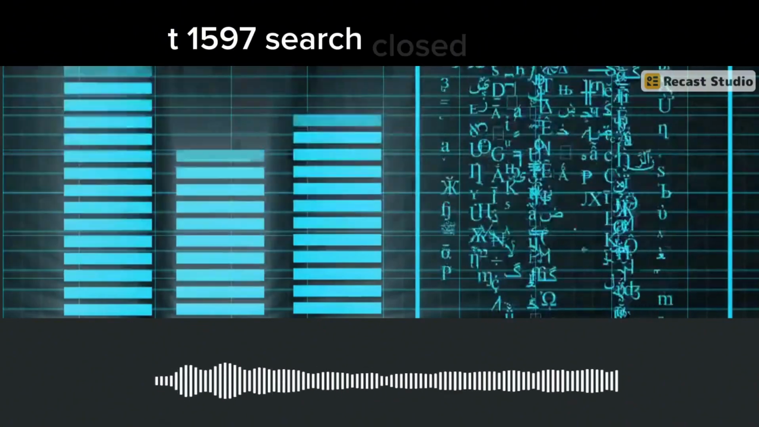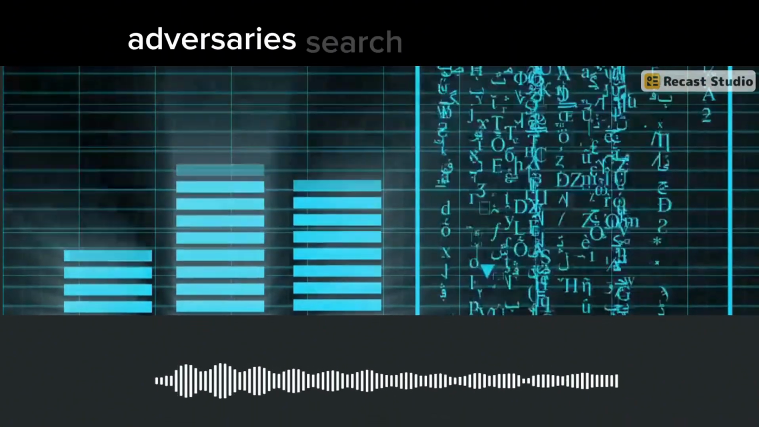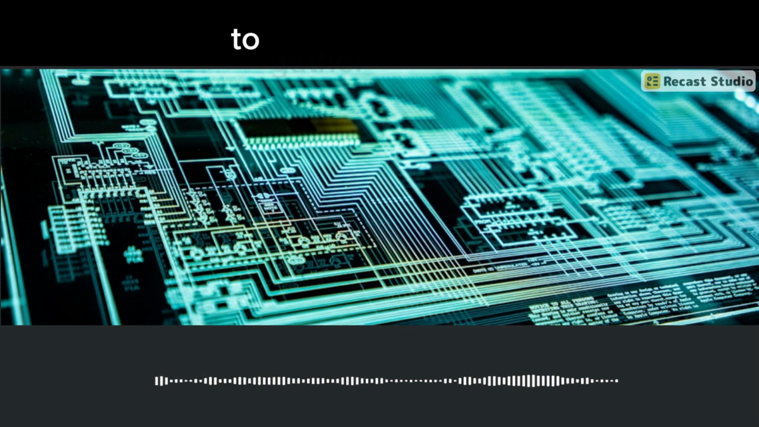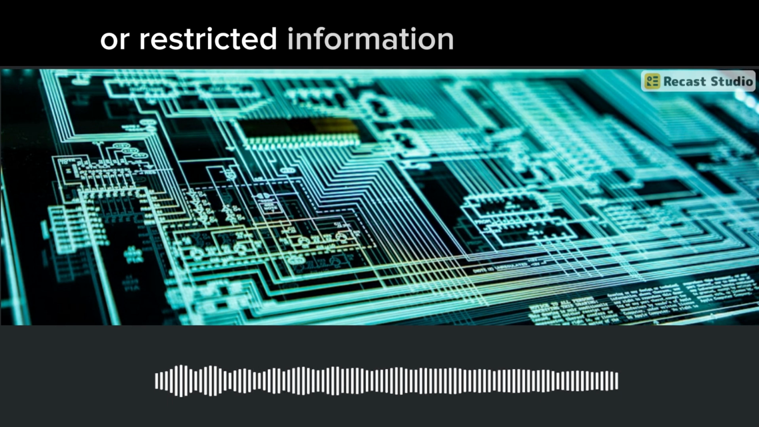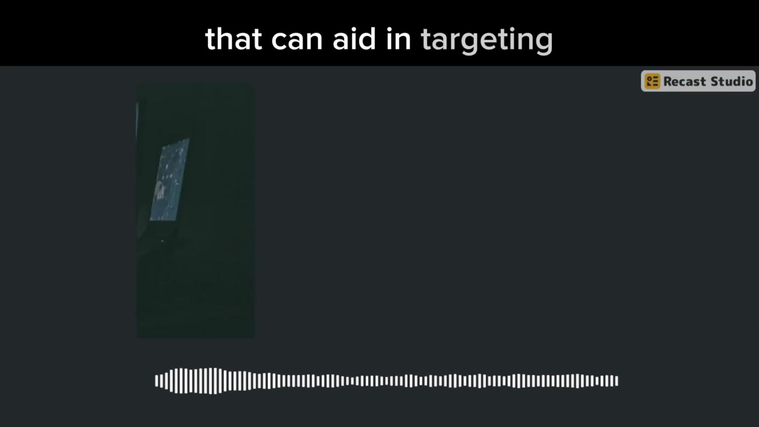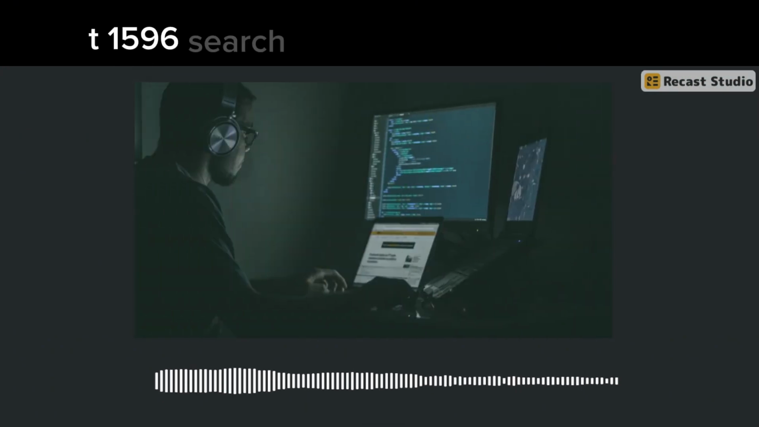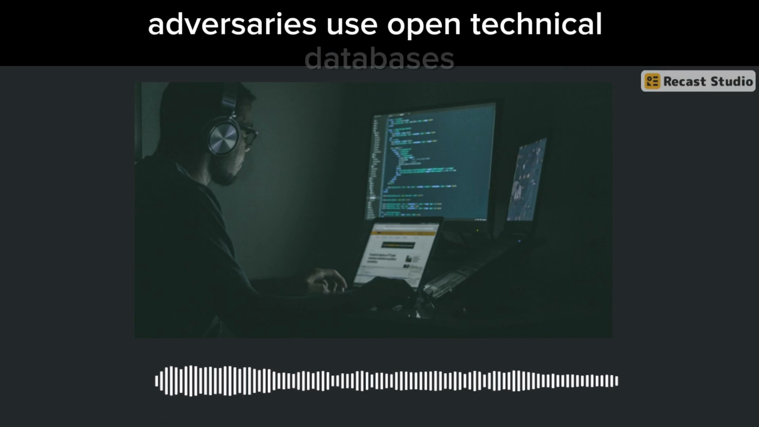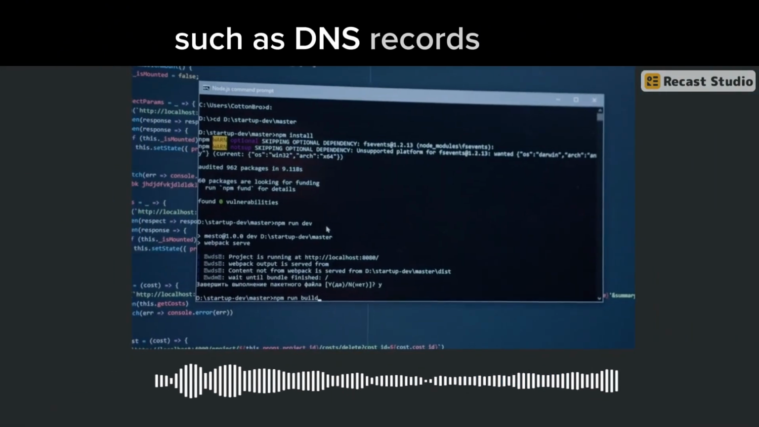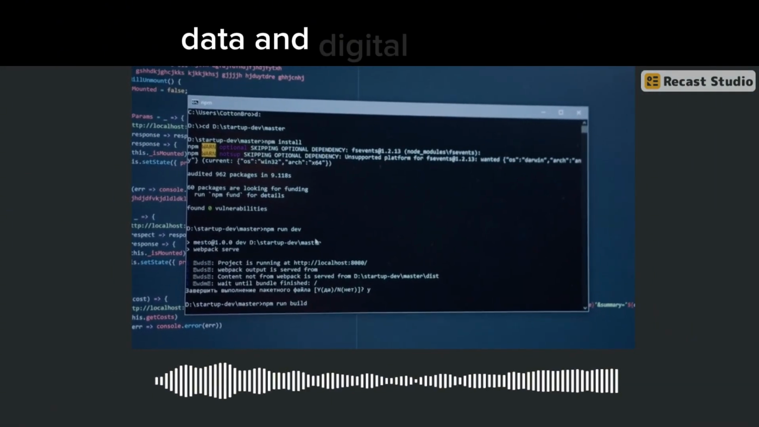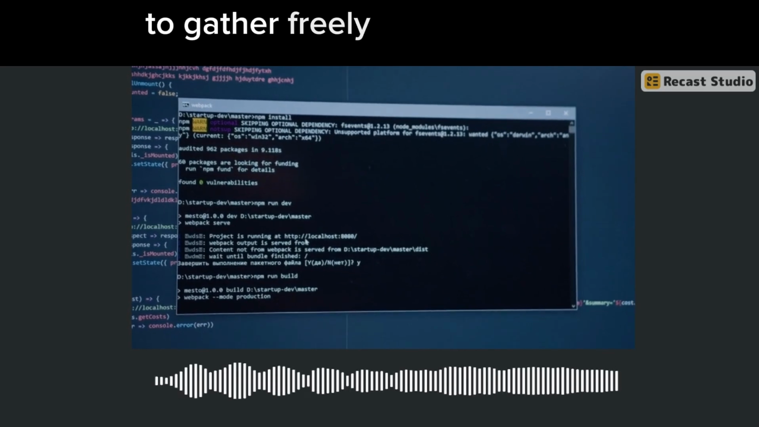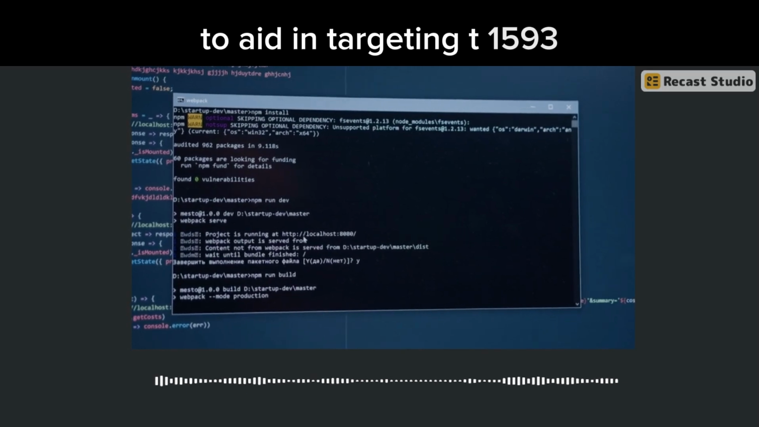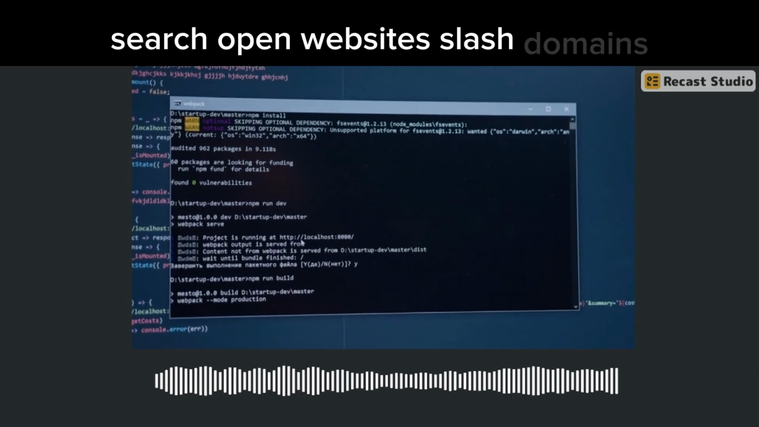T1597, search closed sources. Adversaries search closed sources like threat intelligence vendors and technical data providers to gather purchased or restricted information about victims that can aid in targeting. T1596, search open technical databases. Adversaries use open technical databases, such as DNS records, WHOIS data, and digital certificates, to gather freely available victim information to aid in targeting. T1593, search open websites/domains.